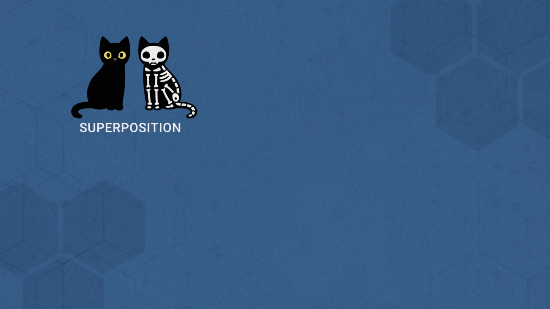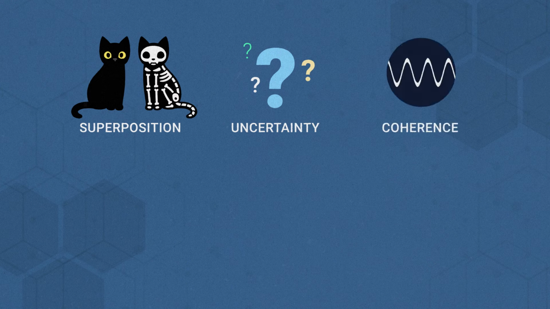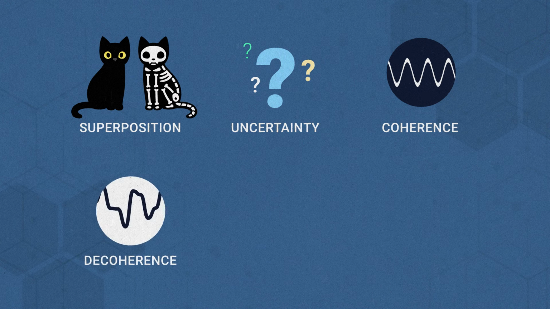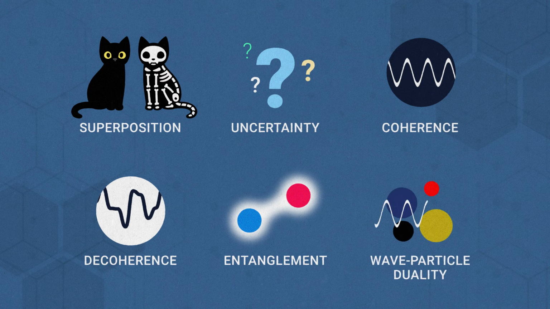these particles exhibit. Quantum particles show several important behaviors, including superposition, which allows a quantum particle to exist in many possible states simultaneously. Uncertainty, which states that it's impossible to know the state of a particle with perfect accuracy all the time. Coherence, which is continued predictable state of the particle. Decoherence, which is the loss of coherence and superposition. Entanglement, which is the relationship and interaction of particles over a distance. And wave-particle duality, which describes how particles can behave like both waves and particles.